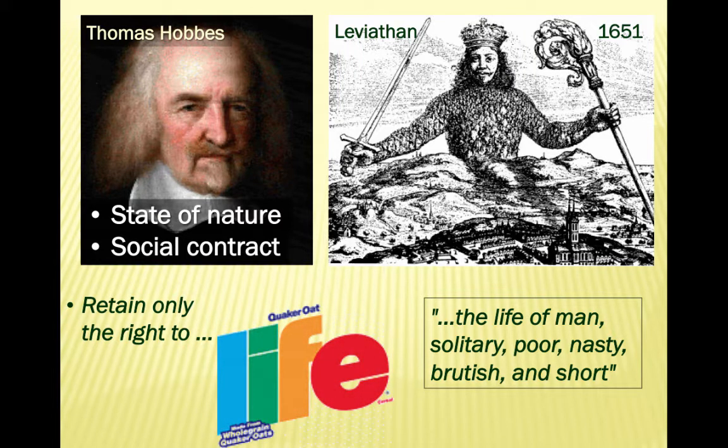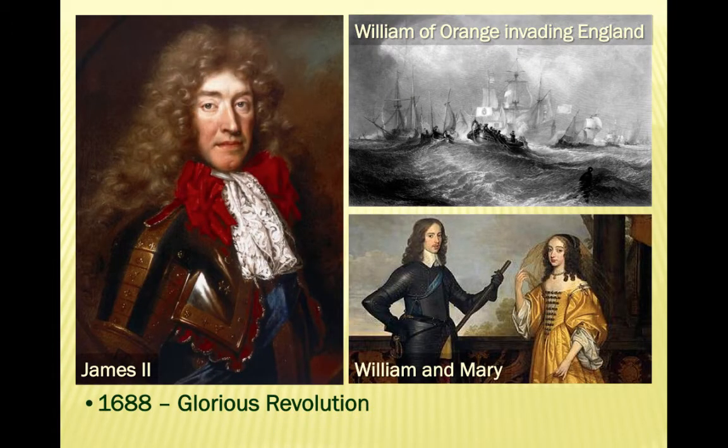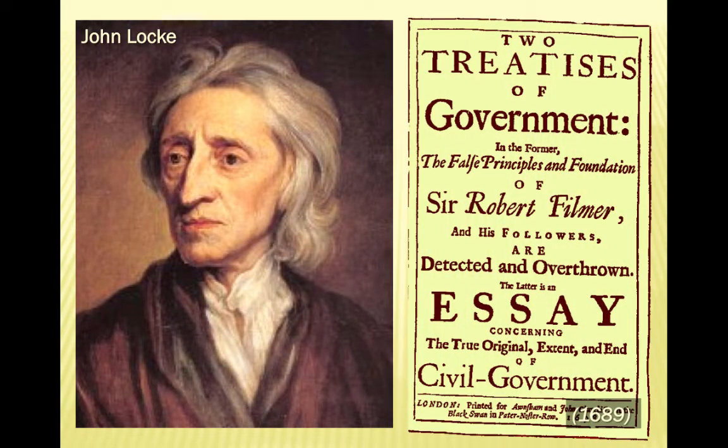Fast forward a few decades, and in 1688 the Glorious Revolution occurred, where a group of English parliamentarians assisted in a Dutch invasion to overthrow their king, James II. William and Mary of Orange ascended to the throne by means of parliamentary consent. But was this legitimate? Enter John Locke, who between 1689 and 1690 wrote the Two Treatises of Government.